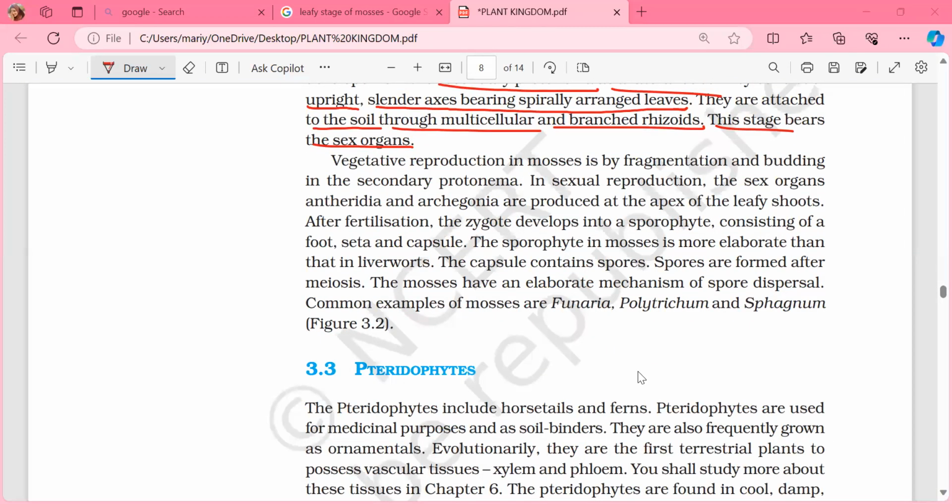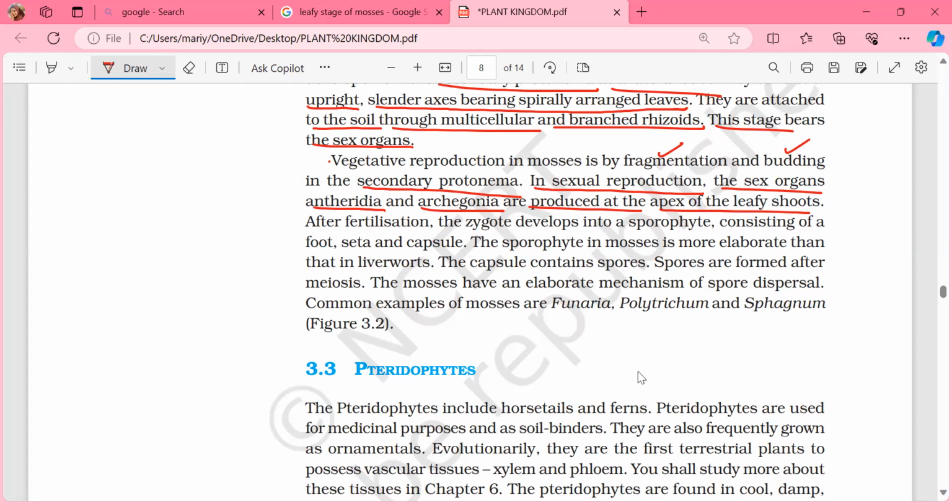All right, now let us talk about the vegetative reproduction in the mosses. It takes place by fragmentation, yet again, and budding. In the secondary protonema, meaning in the leafy stage, the vegetative reproduction happens. Now, talking about the sexual reproduction, the sex organs, which are antheridia and archegonia, are produced at the apex of the leafy shoot.